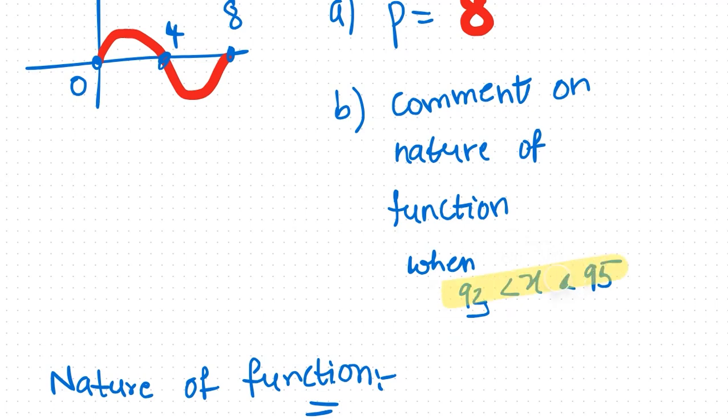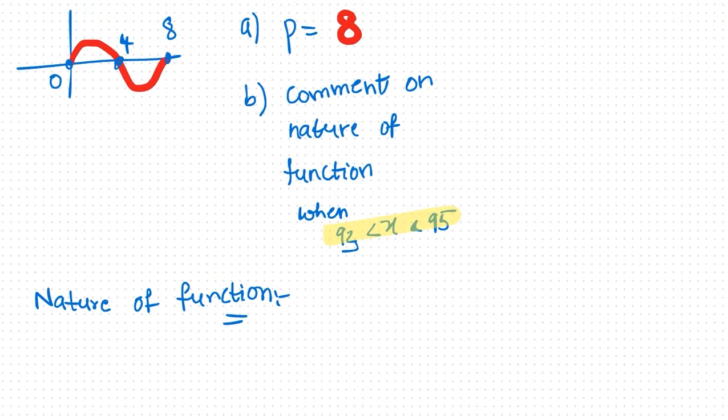We know that it is the same as if you subtract the period. What is the closest multiple of the period?